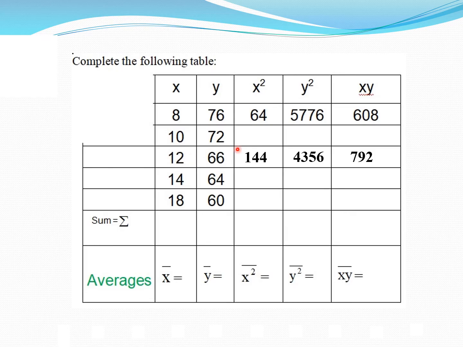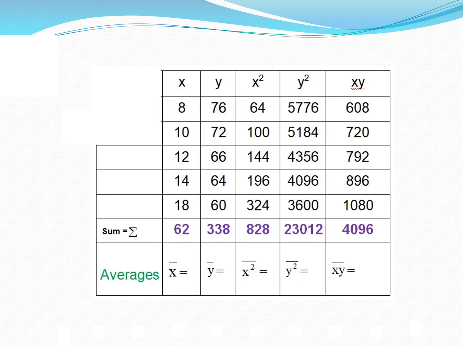So stripping all that away, you can see where these numbers come from now. If x is 12, x squared is 144. If y is 66, the y squared is 4356, 66 squared. And the xy number is 12 times 66, 792. We just repeat the operation for the different rows as well. So we fill up those details now and you can check them out.